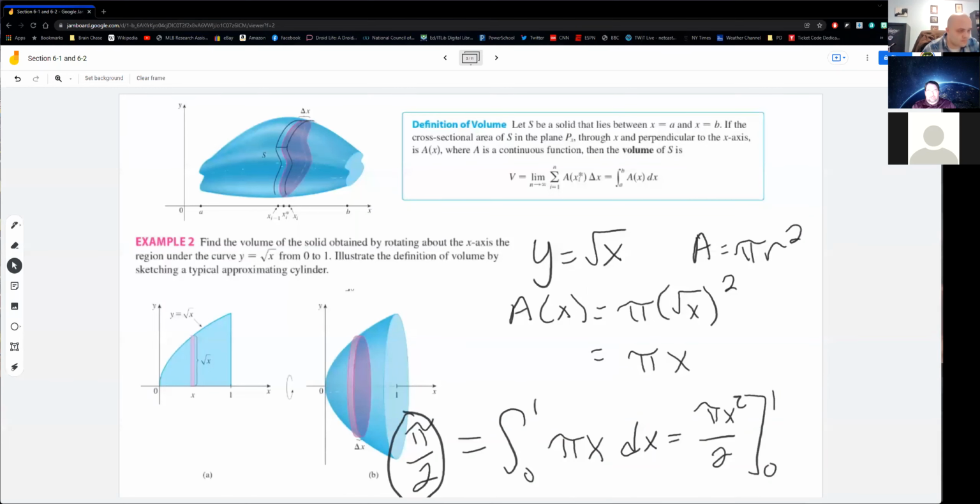Oh, Professor, why isn't the 2 of the 2 pi r in there? Why is it just pi x again? Because the square root and the square cancel each other out. Oh, okay.